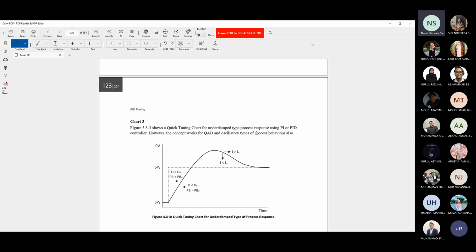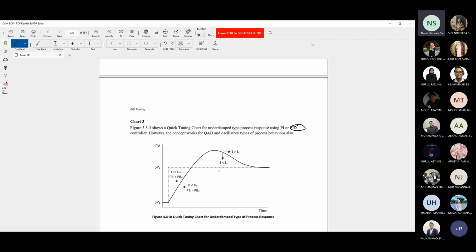So next we have an underdamp type process response. Same as the previous examples, chart 1 and chart 2, we can use PI or PID controller for this response. Okay, so for example you use a PID controller. When we do a performance test, we change the set point. You need to change the value of P, I, and D.